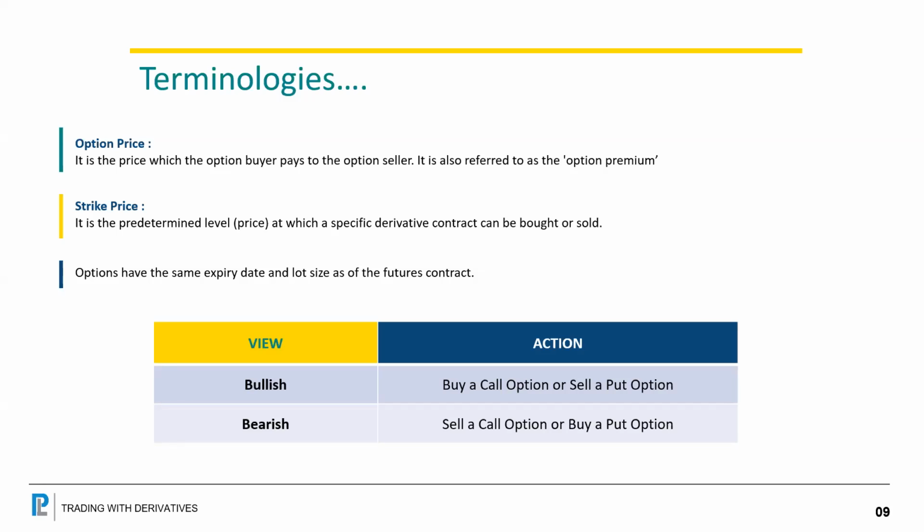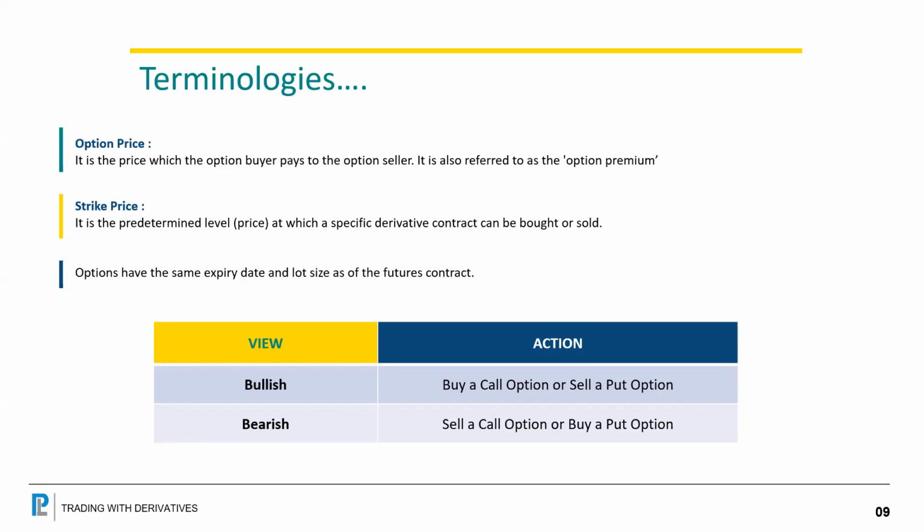Because those who buy call options are bullish, and put option buyers are bearish. So if you are buying a call option or you are selling a put option, that means it is a bullish stance. And likewise, if you sell a call option or if you're buying a put option, that means you are having a bearish stand.